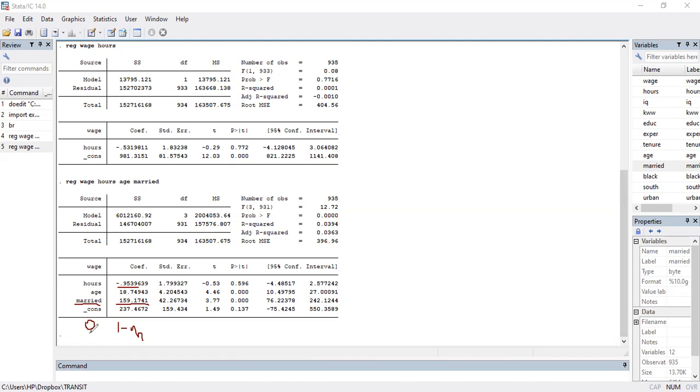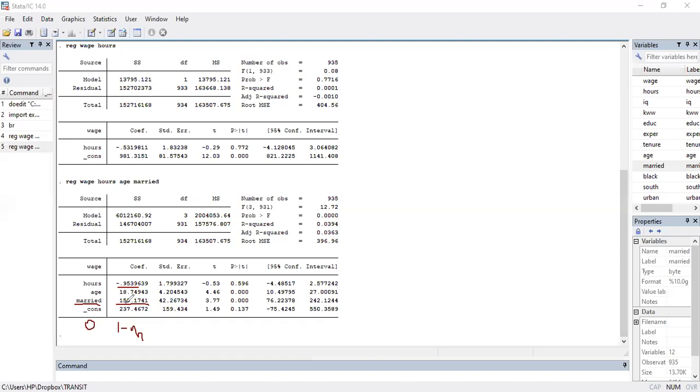So we have something called the reference dummy. The reference dummy here is 0. So we'll compare those who are married to those who are not married. Here we don't talk about increase or decrease. It cannot increase, it cannot decrease.